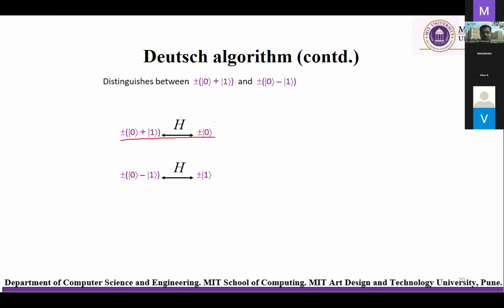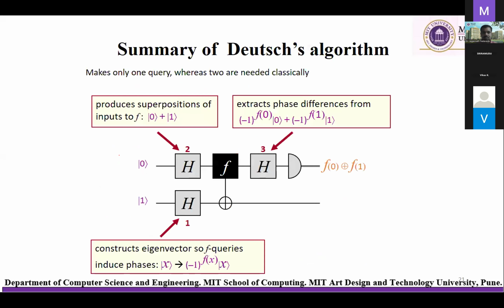So it is given here at the end, at the measurement. If it is a 0, then constant, and if it is a 1, then it is balanced. So this is a summary of the Deutsch algorithm.